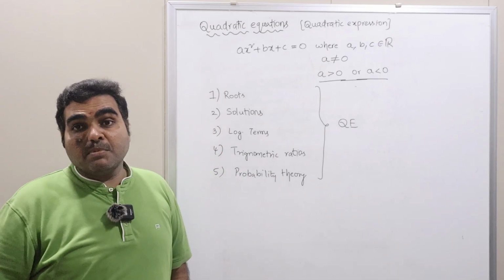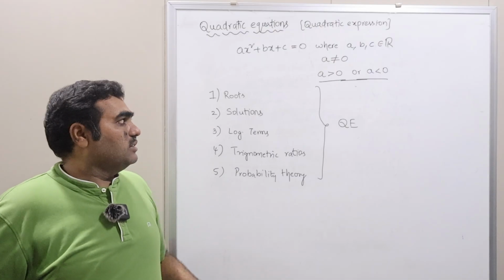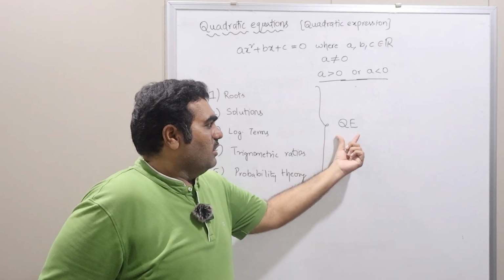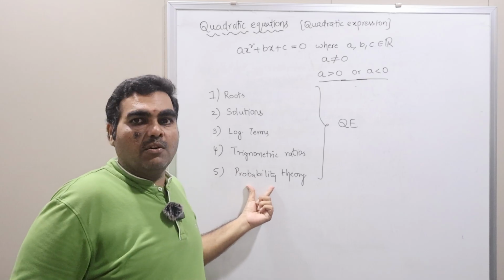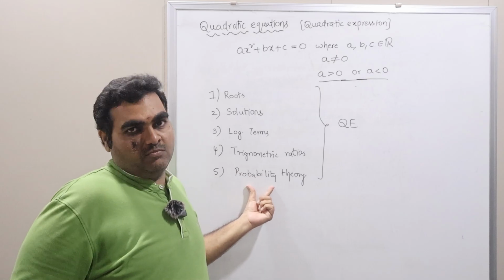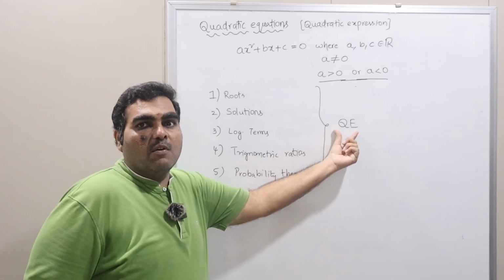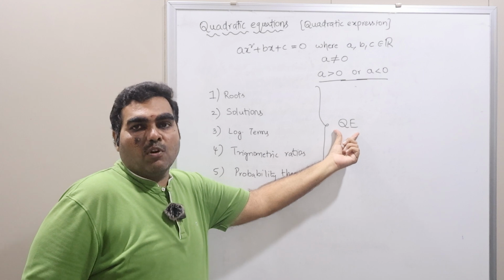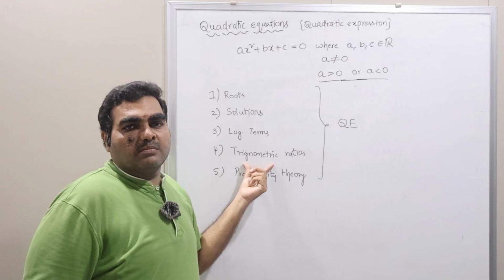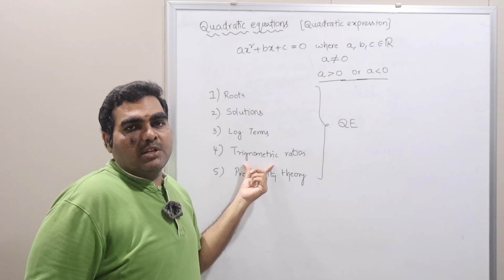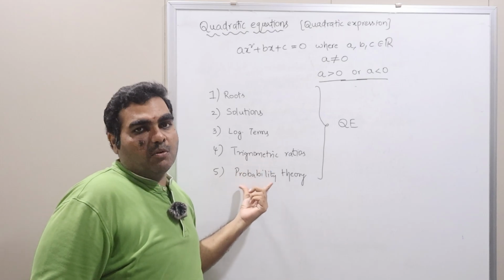So the question papers are framed in such a way that you should never miss any topic, right? If you don't know quadratic equations and the question is on probability theory, you cannot answer that question. Similarly, if you don't know how to apply the concepts of quadratic equations, even if the question is on trigonometric ratios, you cannot answer, right? So you should be perfect in all the aspects, in all the topics.